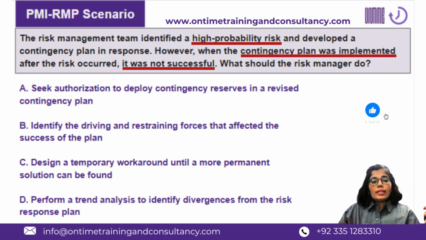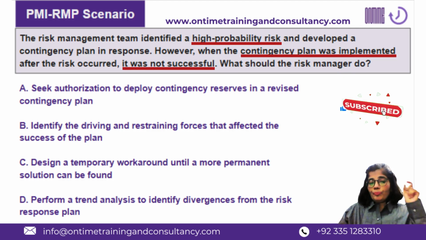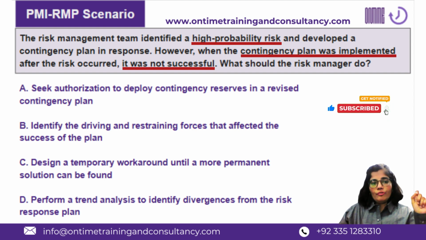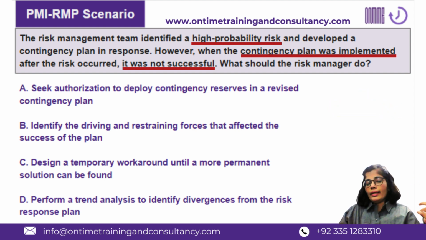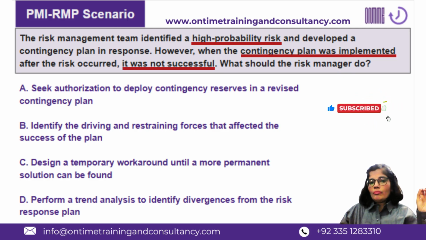So let me help you understand the scenario first. This is about a project where a high probability risk was identified. So this is an identified risk and analyzed risk as well, where the probability is actually very high. It has high likelihood of occurrence, right? Which suggests that the chances of occurrence of this risk is, of course, way more than the other risks. So accordingly, you have come up with a response plan, which is also termed as contingency plan.